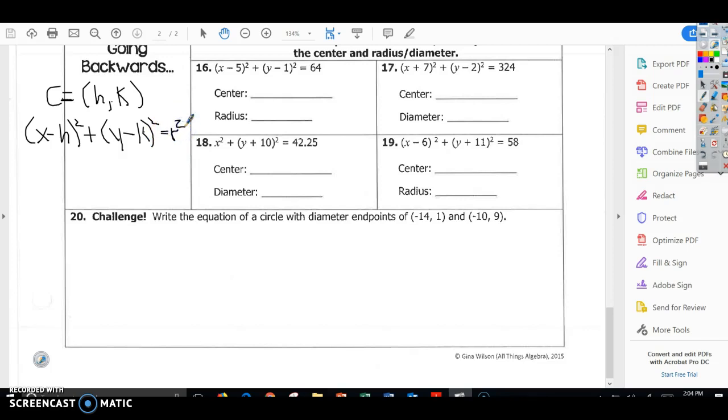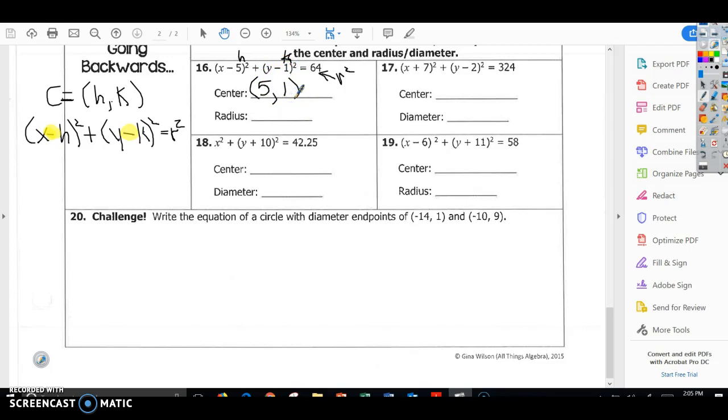Alright, so going back to the equation here, we can pick out our h and k, and we know that here on the end this is our r squared. Now we're going backwards, so in the equation we have negative h and negative k. That negative is already part of the formula. So when we look at the center, it's always going to be the opposite sign. So h is 5 and k is positive 1.